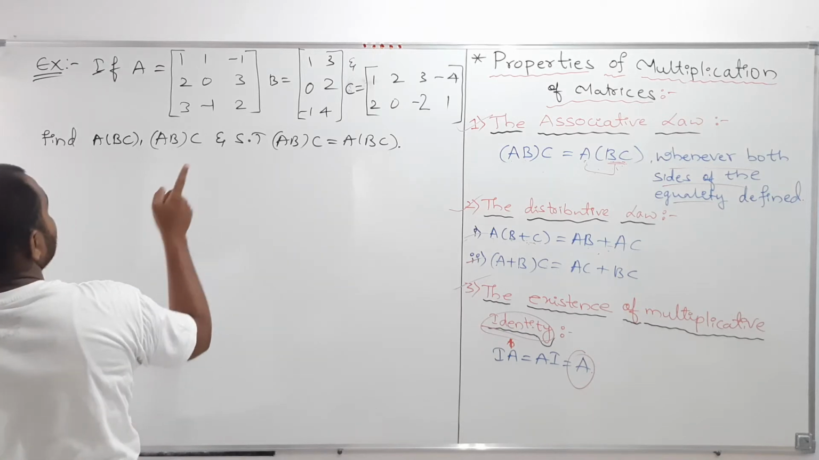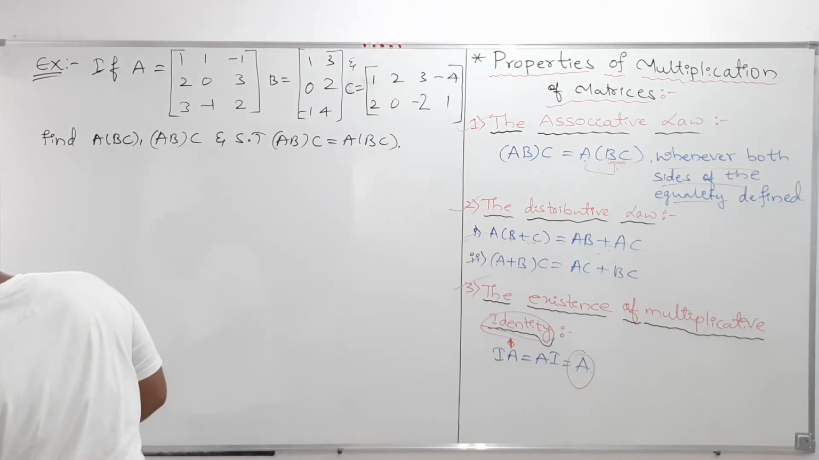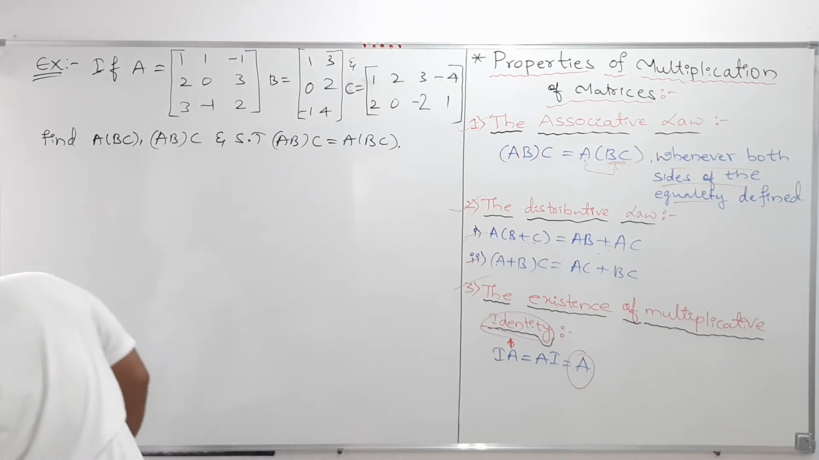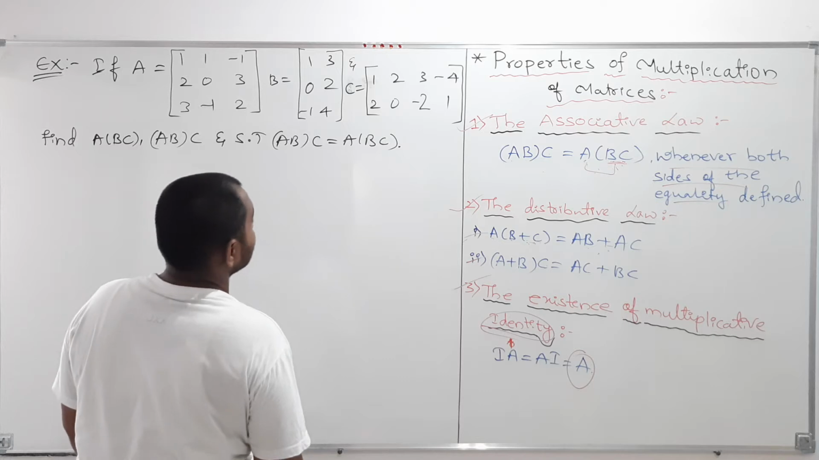A is 2 0 3, 3 minus 1 2. I'll read the question once: B is equal to 1 3 0, 2 minus 1 4. And C is equal to 1 2 3 minus 4, 2 0 minus 2 1.